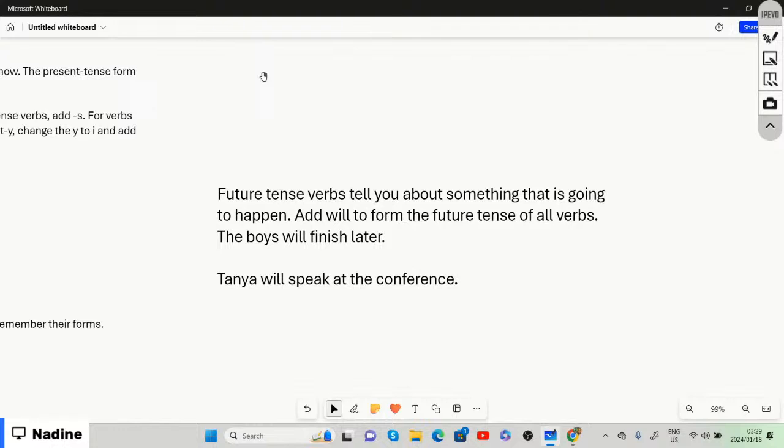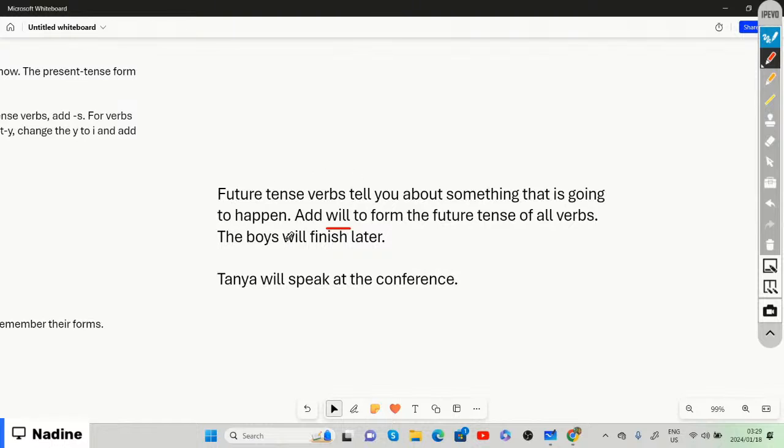And when it comes to our future tense verbs, we just add the word will. So when it comes to our future tense verb, we just add the word will to form the future tense of all of the verbs.